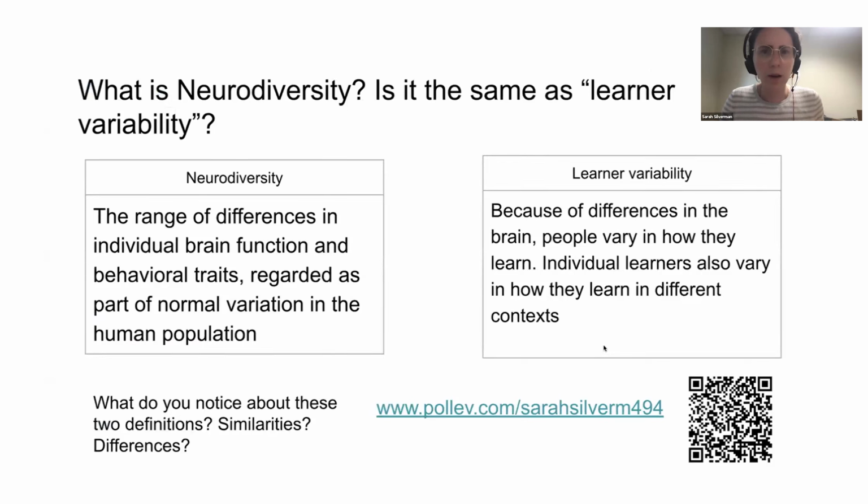So I wanted to think a little bit about the terms neurodiversity and learner variability. These seem quite similar. Neurodiversity we could define as the range of differences in individual brain function and behavioral traits regarded as part of normal variation in the human population. And one way to describe learner variability in the context of UDL is that because of differences in the brain, people vary in how they learn. Additionally, individual learners vary in how they learn in different contexts. So learner variability has two different dimensions. One is differences between people, and another is variation in the same individual, depending on what contextual factors are active.